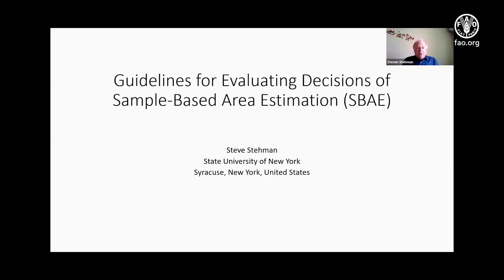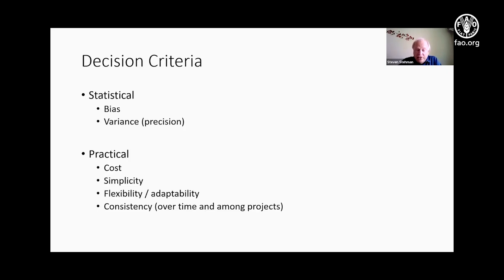Okay, I will try to keep this very brief so we can get to the important discussion questions. So this is a bit of a transition from the good applications that you've been hearing about into the discussion part. We've heard about many different decisions in the sample-based area estimation through the applications that were presented earlier. And I think it's helpful to have specific criteria to guide our decision-making and to attach these decision criteria to specific components of the methodology. So the criteria can be statistical and practical, and in a sense, statistical criteria should also be practical.